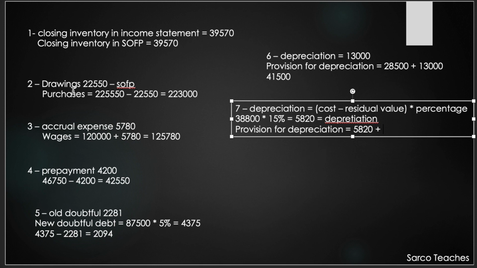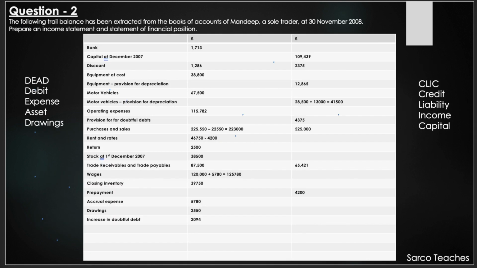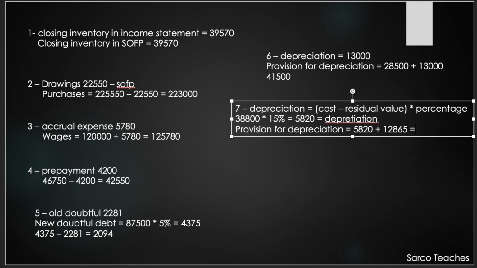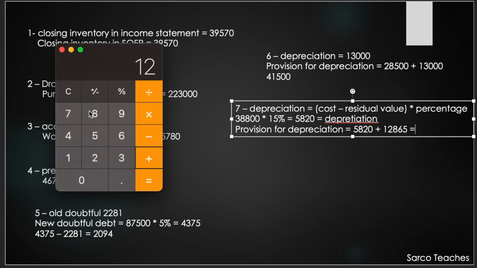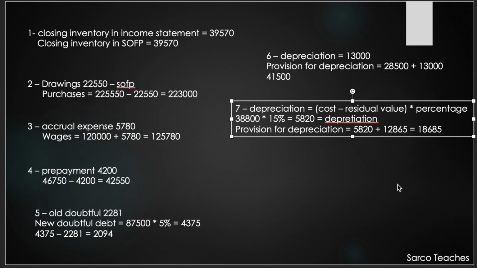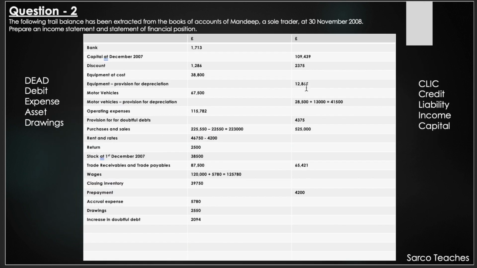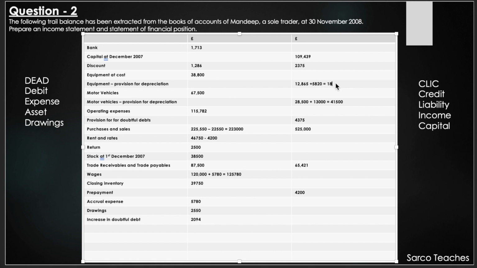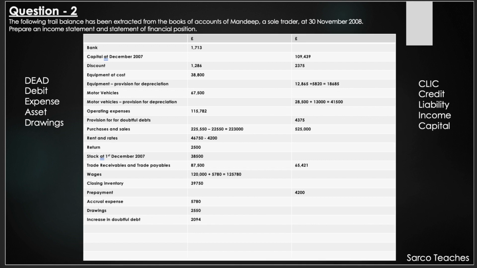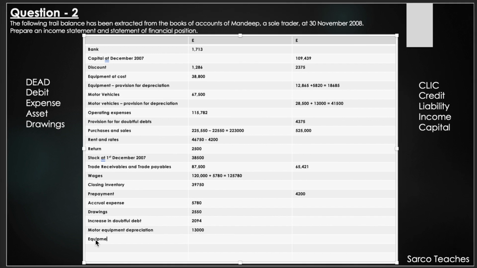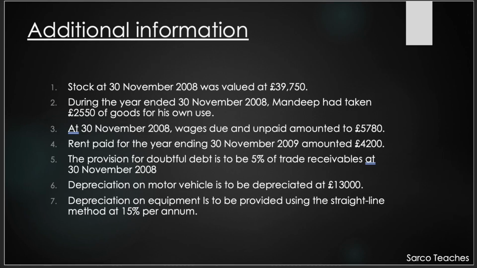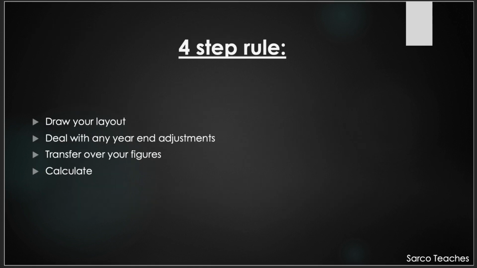So we do 5,820 plus our provision for depreciation, which is 12,865, and we find this in our trial balance. Again, we put it back into our trial balance, so when we're transferring the figures, we do not forget. As you can see, we've finished with our adjustments, so we will start transferring the figures.